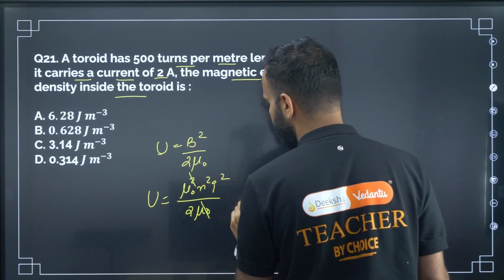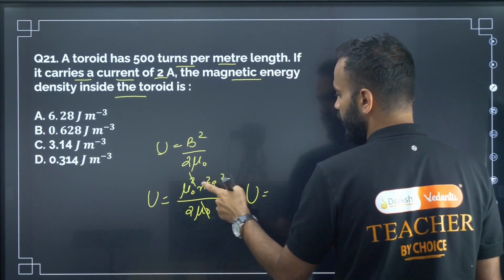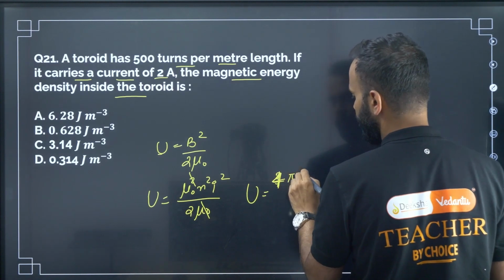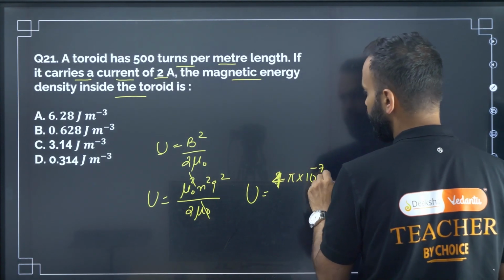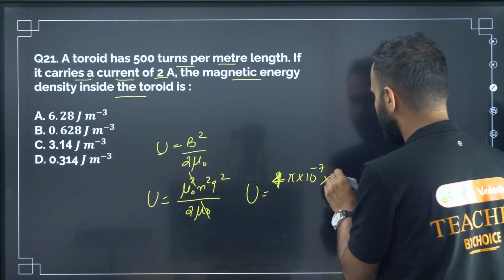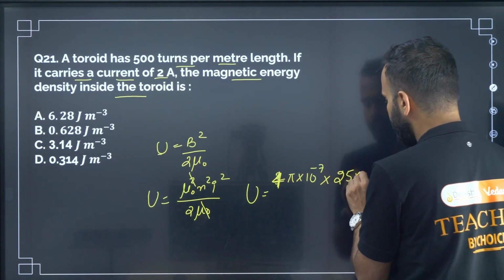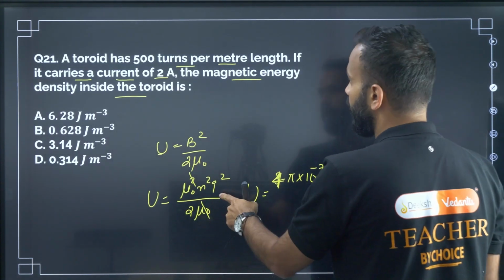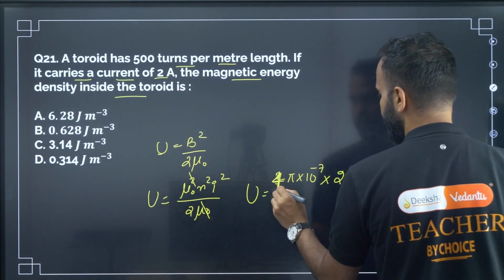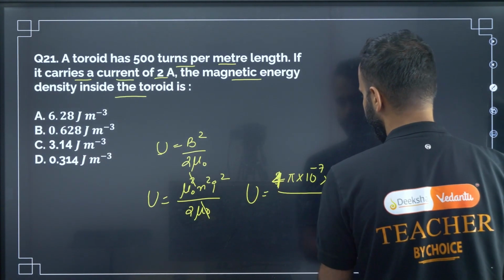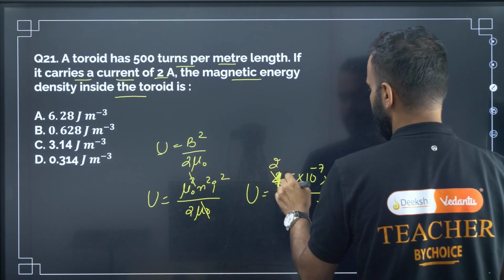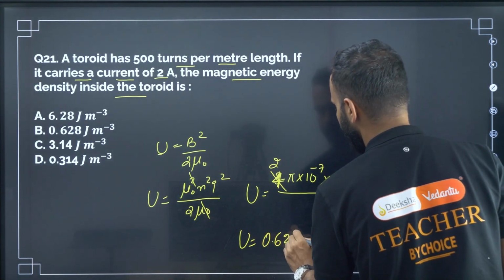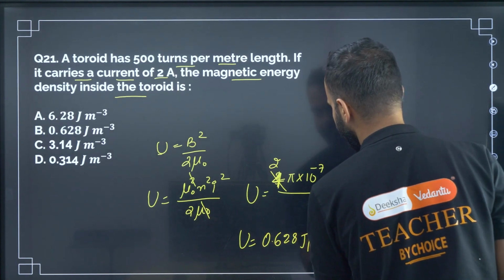Here mu naught will get cancelled. So U equal to mu naught is 4 pi into 10 to the power minus 7 into N square, which is 500 squared. 500 square is 25 into 10 to the power 4, into I square, which is 4 divided by 2. So 2 2s are 4, right? Solve this, you will get 0.628 joule per meter cube.